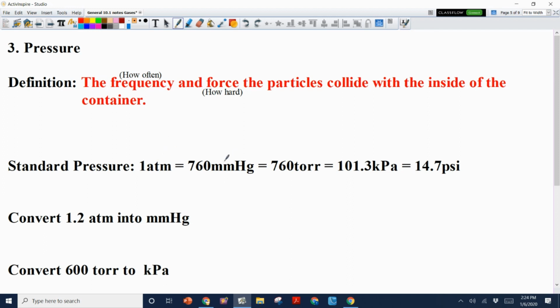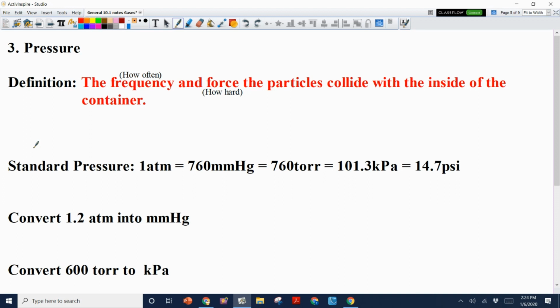Atmospheres, mmHg, which means millimeters of mercury, Hg. Torr, kPa, which is kilopascals. And then PSI, which is pounds per square inch. Okay, so the standard pressures for each one of those units are listed there, so please write those down.